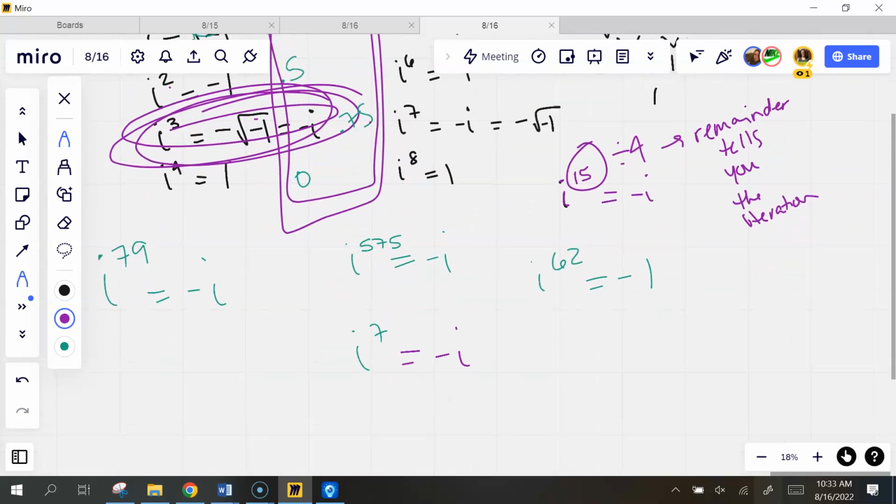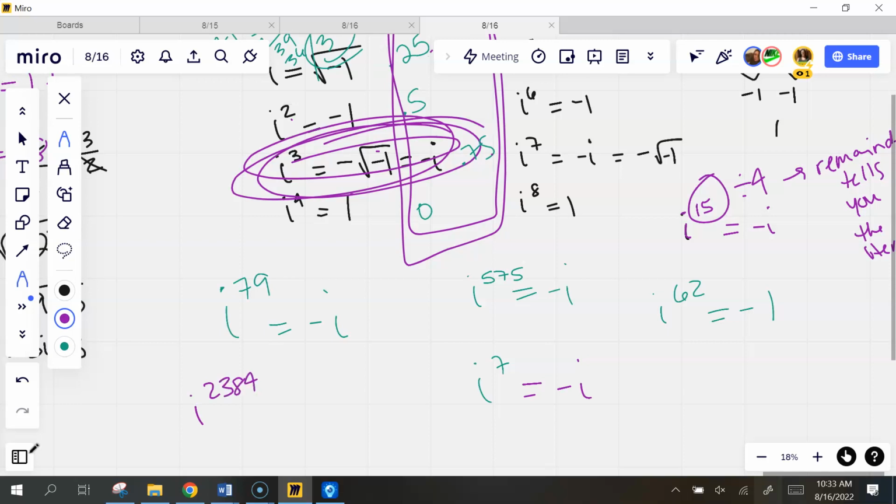Another number, any number in the whole wide world. 2,384. What is 2,384 divided by 4? So it would be the fourth one. If you don't believe me, take out your calculator. I to the pi, you're not going to get an exact iteration for that because it's not exact. It's going to lie somewhere between negative I and 1.